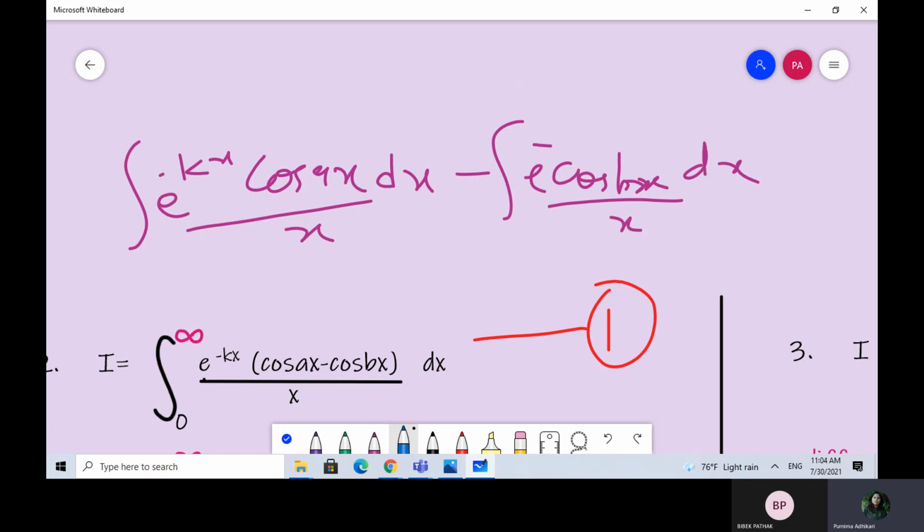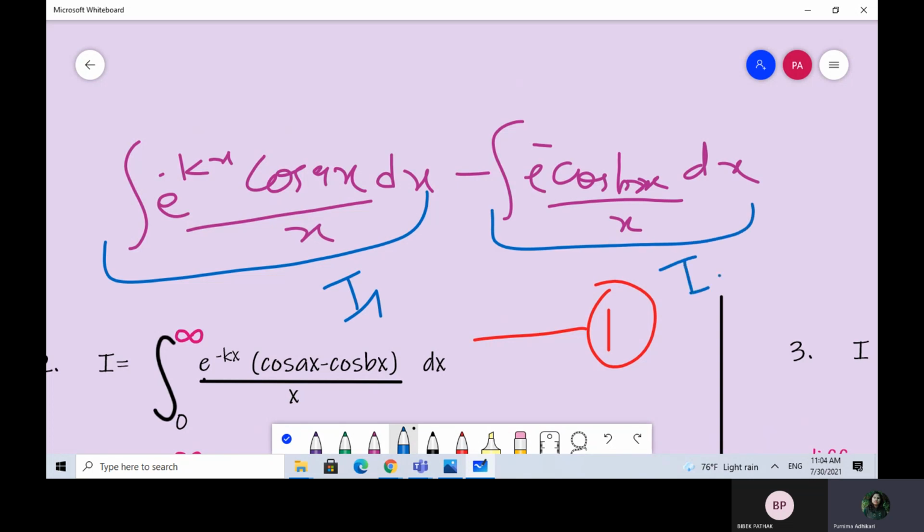So what will you do? You will say that this is integral I1, this is integral I2, and you will solve only I1. You will solve only I1, and by replacing A with B in the result of I1, you get the result of I2 as well. So you can carry on with this also. In that case, you can either choose K or A. You only need the solution of this one, so you can either choose K or A for differentiation.